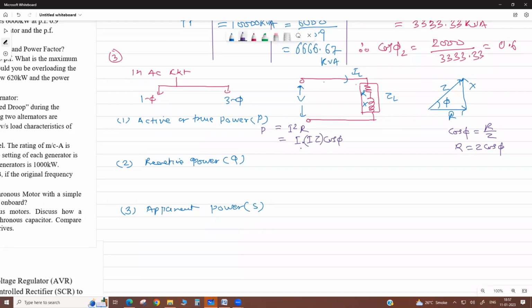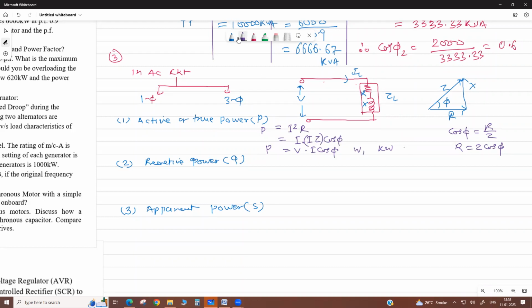Now IZ means the total voltage across the impedance, into I cos phi. So this is the active power, VI cos phi. Okay, the unit is watt, bigger unit is kilowatt or megawatt.